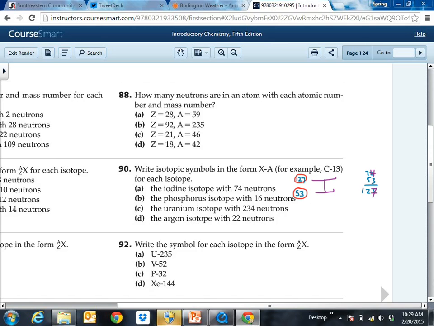And wasn't iodine one of those kind of weird ones that you found on your periodic table yesterday? It basically came after tellurium, but it was lighter. Or sorry, tellurium was heavier.